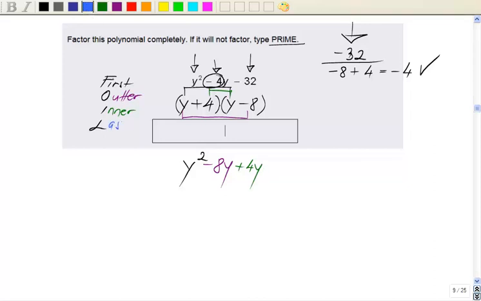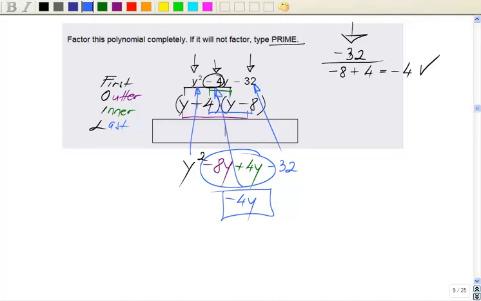And then your last terms, the last numbers in each one of your binomials, will be 4 times negative 8, which is negative 32. Now this is my first one, that's my second one. Is negative 8y plus 4y equal to negative 4y? Well, yes it is. And I'm done. This is the complete factorization of this trinomial.